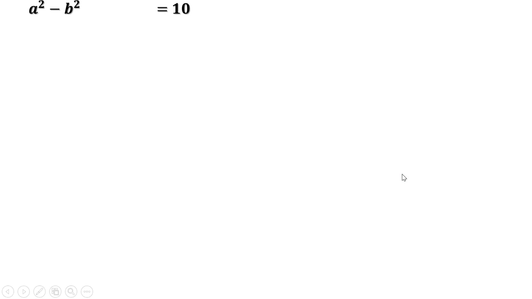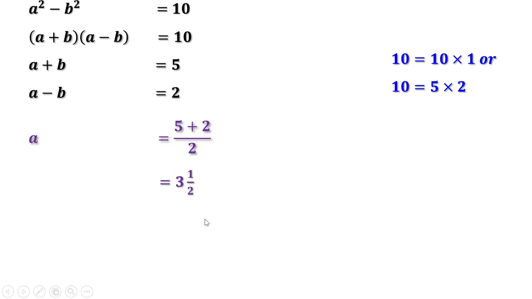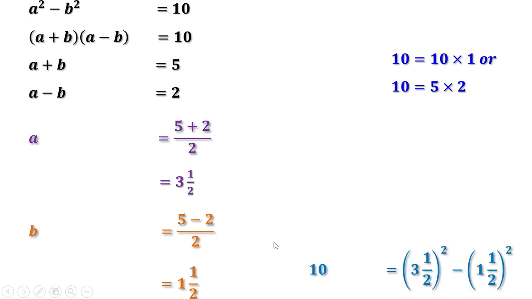two perfect squares. Let a² − b² is equal to 10. That is (a + b)(a − b) is equal to 10. Let us take the factors as 5 and 2. That is a + b is 5 and a − b is 2. Then a is (5 + 2) divided by 2. That is 7 by 2 or 3 and a half. b is (5 − 2) divided by 2. That is 3 by 2 or 1 and a half. So 10 is equal to (3 and a half)² minus (1 and a half)².